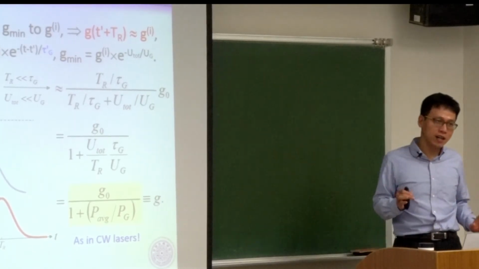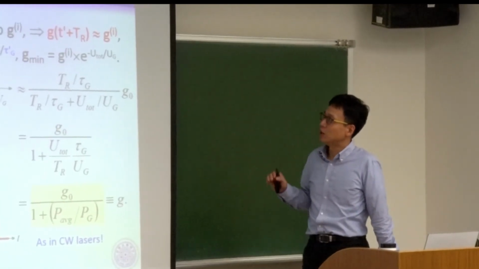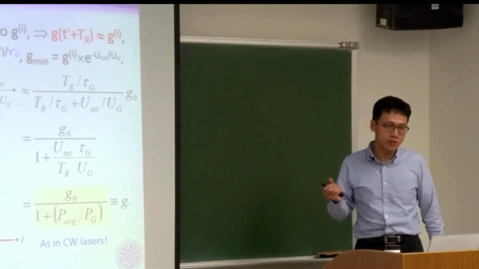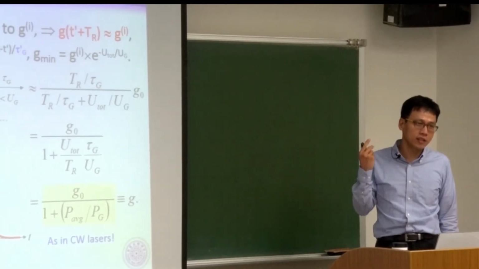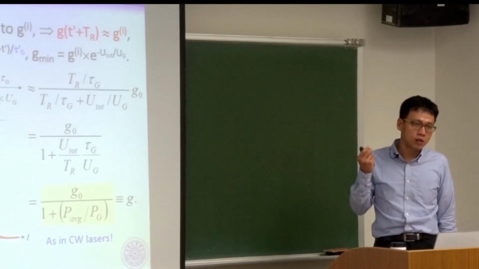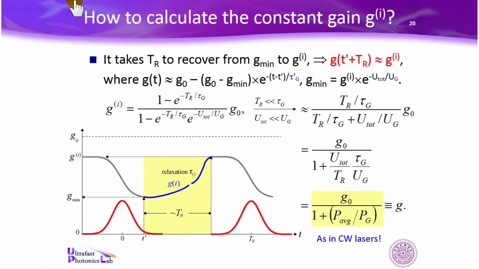So what have we done? We derived the formulas about loss dynamics and the gain dynamics. Loss dynamics is fast, so it's there. You cannot treat your loss as constant. But gain dynamics is too slow. It's just like a CW laser. It's constant. So we got these two conclusions.